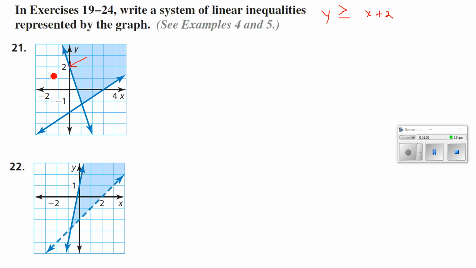And I know the slope goes down 3 and over 1. From here it goes down 1, 2, 3 and over 1. So that's a negative 3.